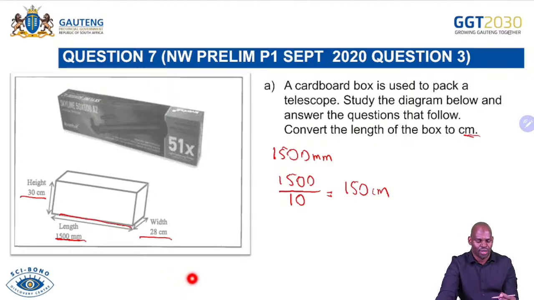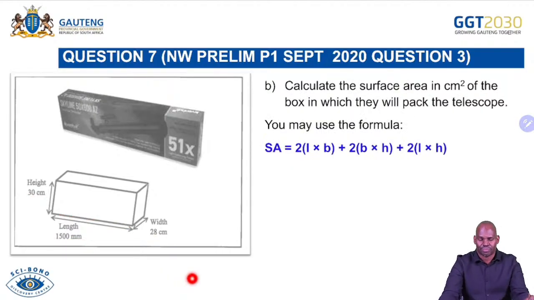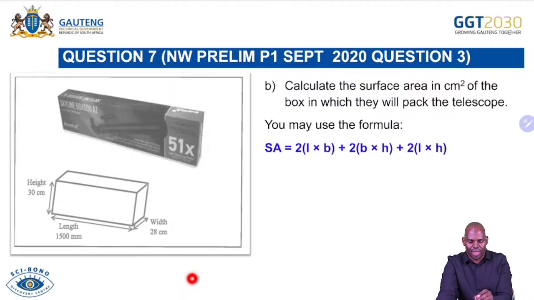Okay, then sorry, this is question 7B. It's also taken from Northwest Prelim Paper 1, 2020, still question 3. This one is to calculate the surface area in square centimeters of the box in which they will pack the telescope. You may use the formula.